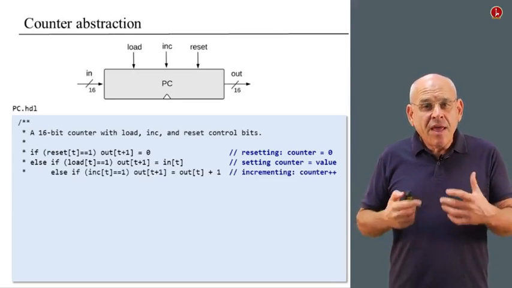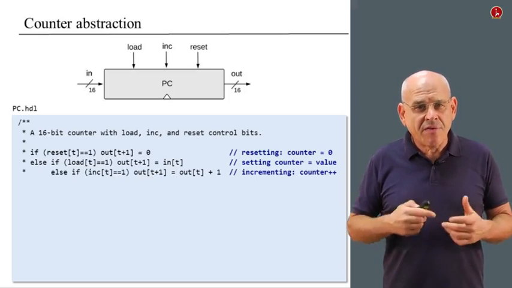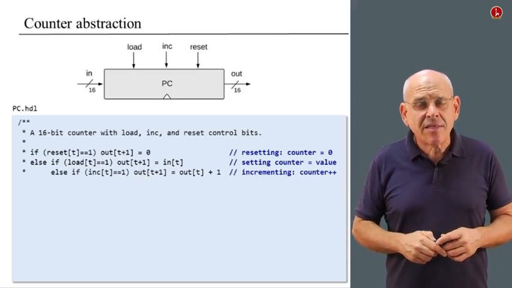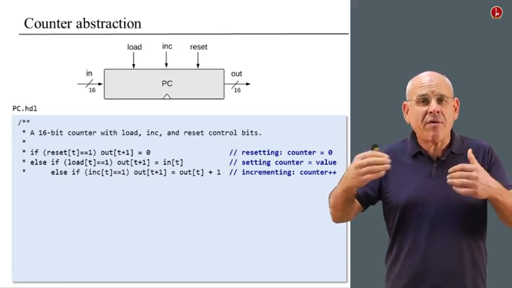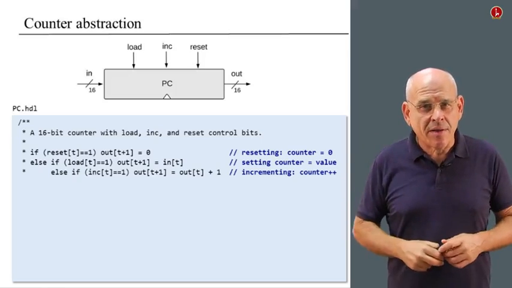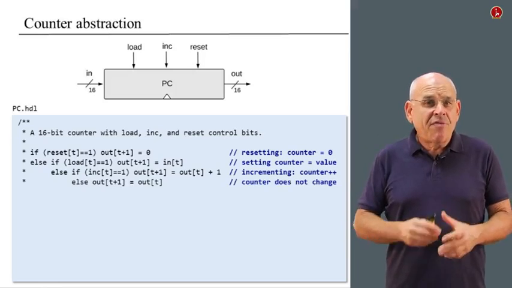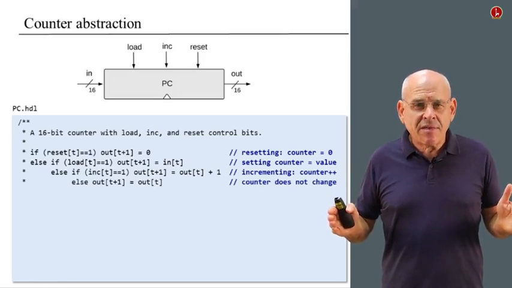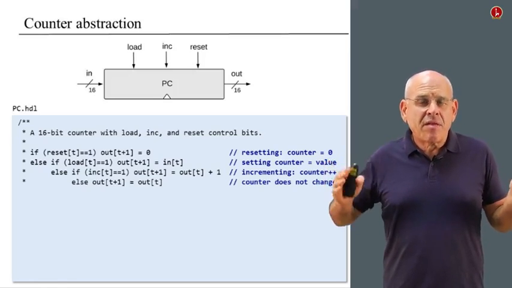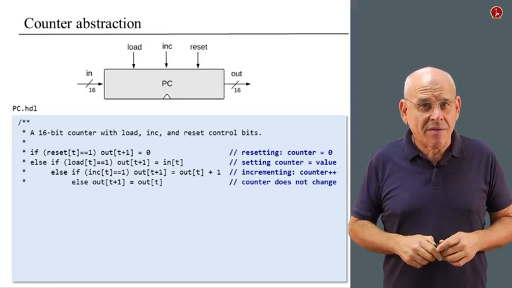And if inc equals 1, if the inc bit is asserted, in that case the output of the counter will be the current state of the counter plus 1. This is the default operation of the counter. And finally, if none of these control bits is asserted, the counter does nothing. It emits its current state.